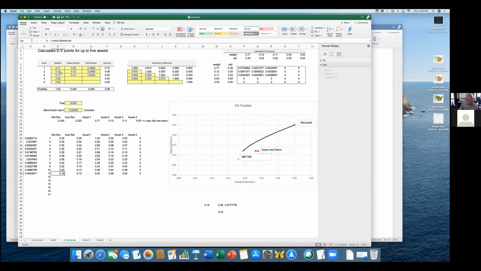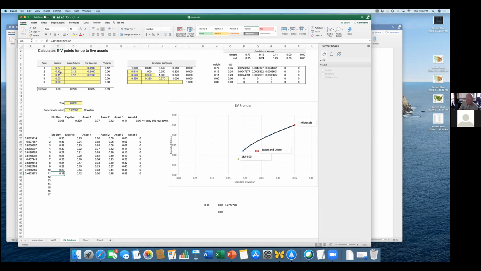I'm going to go the standard deviation of my asset. Standard deviation of the market. All right.